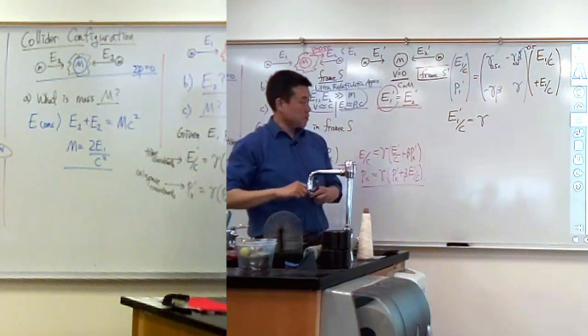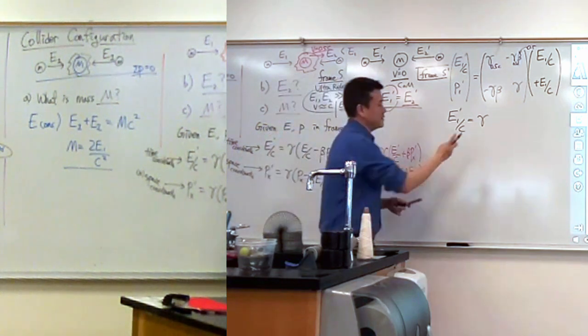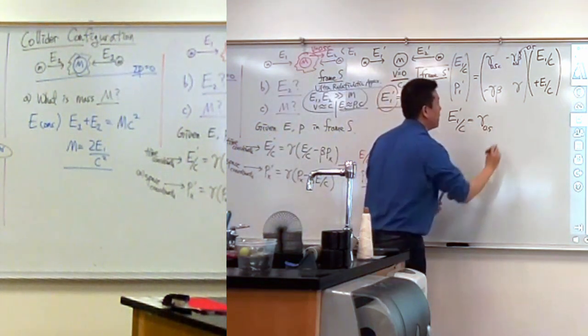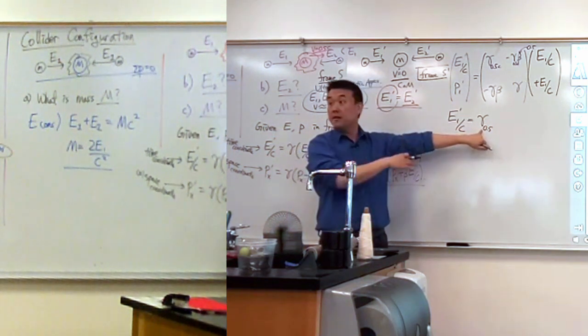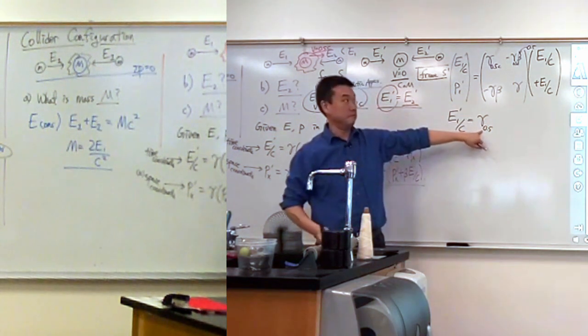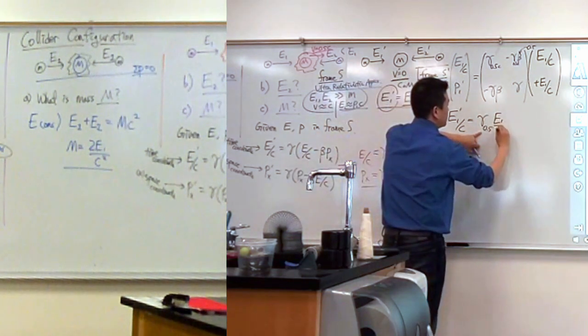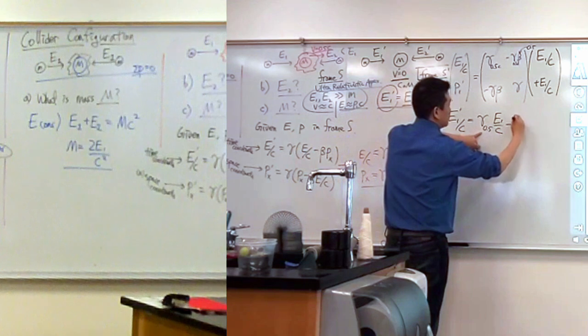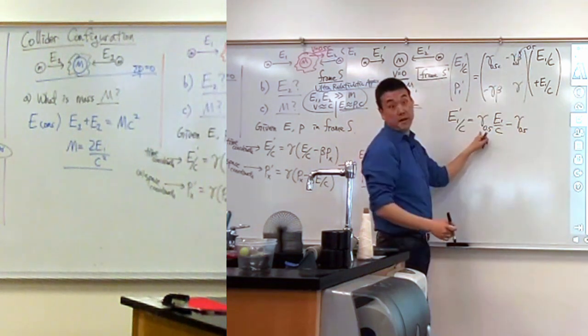Good. So let me just keep gamma as is. So gamma sub 0.5, and this is a reminder. I know what the numerical value of this is. I can plug it in to figure out what this is later as soon as I want to. So gamma times E1 over C minus gamma 0.5, and this time I'm just going to plug in beta.